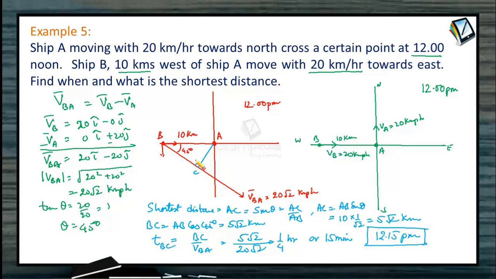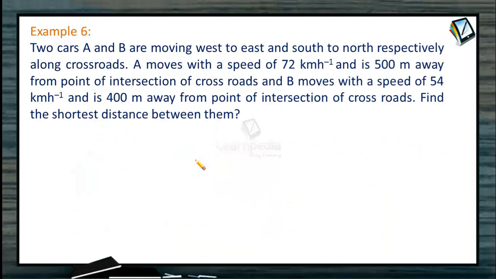Now let us do some problems where relative velocity, a similar pattern, will calculate and see how the two bodies are going to move. Okay. Now in this example, two cars A and B are moving west to east and south to north respectively along the crossroads. A moves with 72 km per hour, 500 meters away from the point of intersection, crossroads. B moves with speed 54 km per hour and is 400 meters away from the point of intersection of the roads. Find the shortest distance between them.